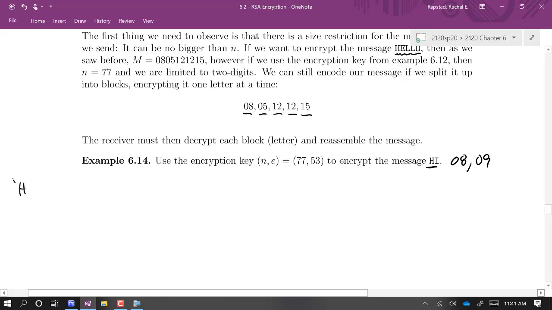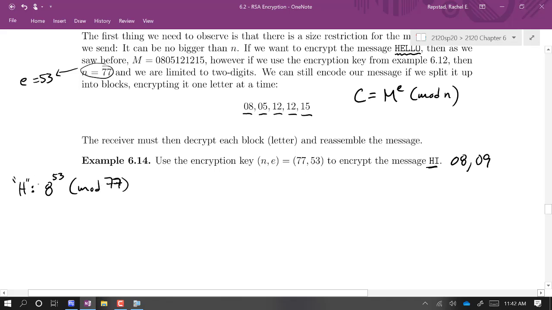So to encrypt the letter H, remember, the way the encryption works is the encrypted message, C, is m raised to the e power mod n. So our value in that example, 612, n was 77, and E was equal to 53. So to encrypt H, I'm going to compute 8 to the 53 mod 77. And if you haven't already guessed, fast exponentiation is going to be useful to us here.